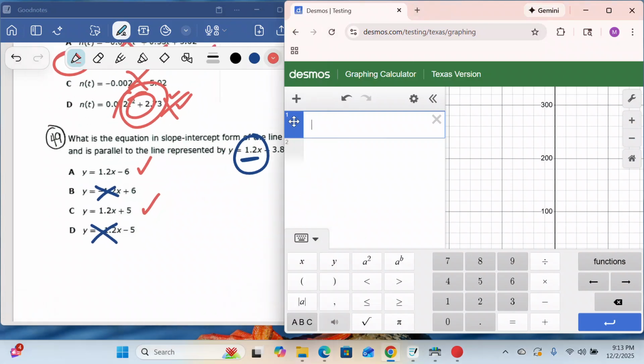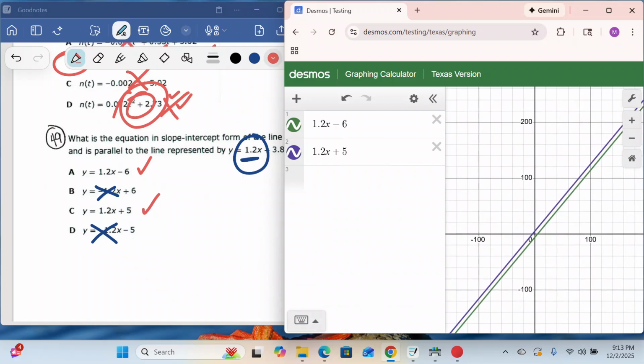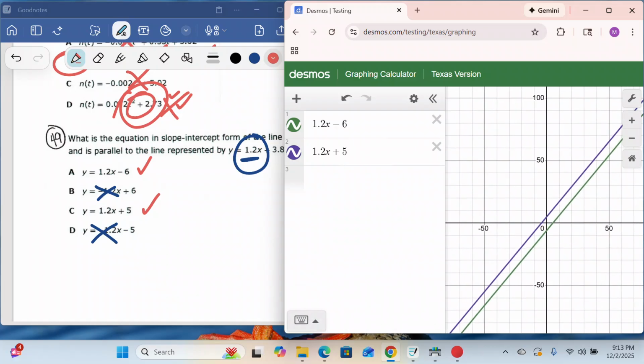So let me go ahead and shrink it. I'm going to go ahead and put it in, and I don't have to put that y, I can just input 1.2 times x minus 6, here's 1, and 1.2 times x positive 5. And I have two lines, and sometimes some of our students like to put in like 20 lines here, and it confuses me, so I always like to focus on one line.